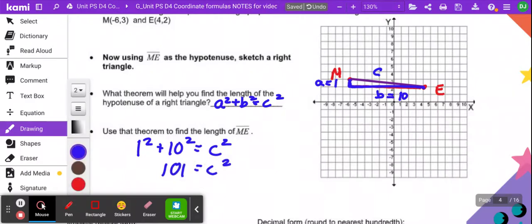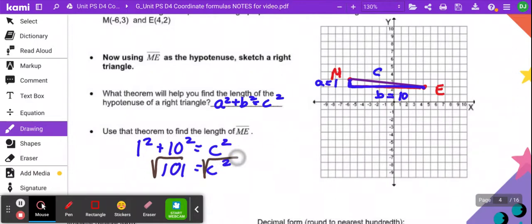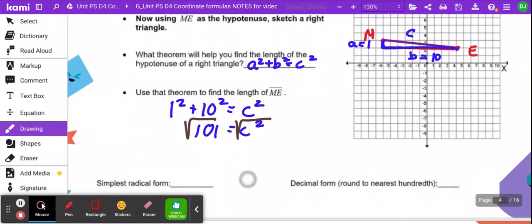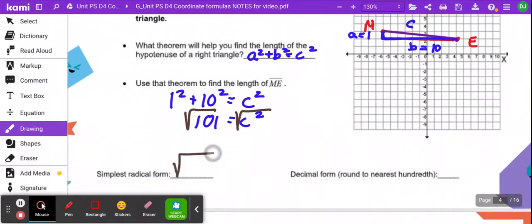And hopefully you remember how to undo a square root, because I want to know what C is. Undo a square by using the square root, right? And now you'll see there's 2 directives down here. Simplest radical form. Well, if you look at this and your perfect squares, there is no perfect square that divides into 101 evenly, so it is already simplified.